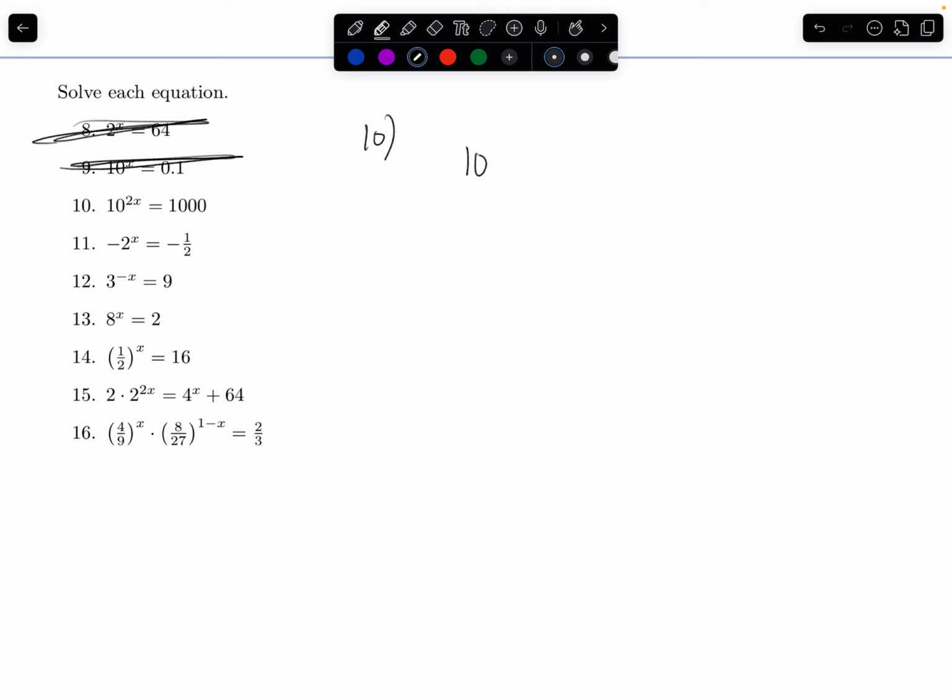Okay, number 10, I got 10 to the 2x equal to 1,000, but 1,000, I wanted to look like 10 to something. 1,000 is just 10 to the third power because I got 3 zeros. And 10 to a power is just the number of zeros, right? Okay, so taking the exponents equal to each other, I got 2x equal to 3, which means x must be equal to 3/2.